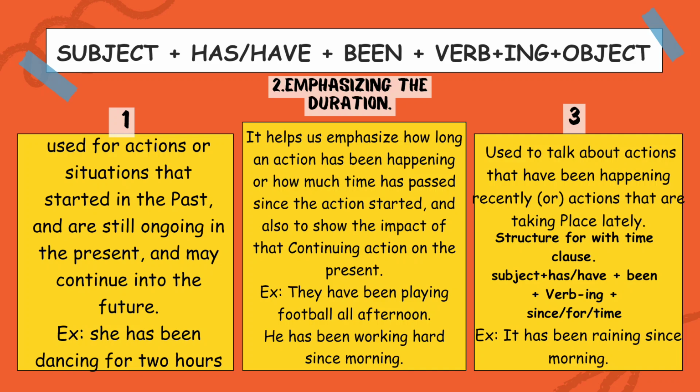This tense is also used to talk about actions that have been happening recently or actions that are taking place lately. So the structure with a time clause is subject plus has or have plus been plus verb-ing plus time clause: since, for, or time. Example: it has been raining since morning.